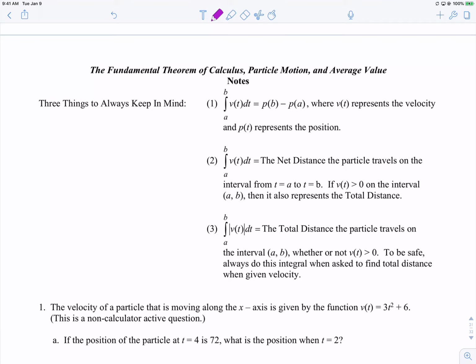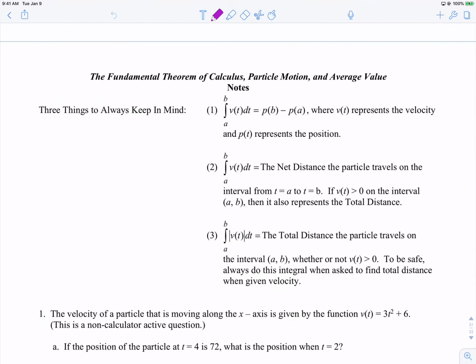Howdy, folks. We are going to look today at the fundamental theorem of calculus, particle motion, and average value. Three things to always keep in mind. So the first one is that when we integrate velocity, it's really the difference of the positions. It's the change in position.